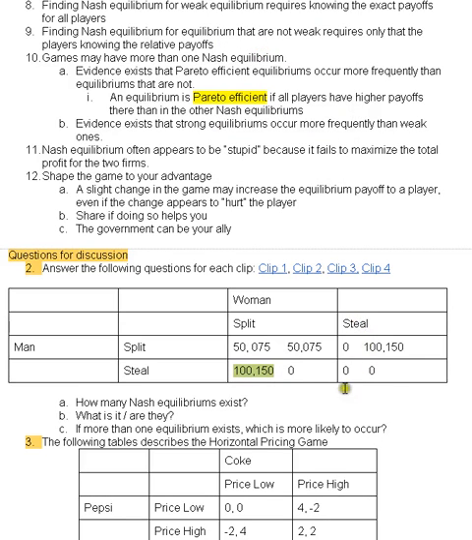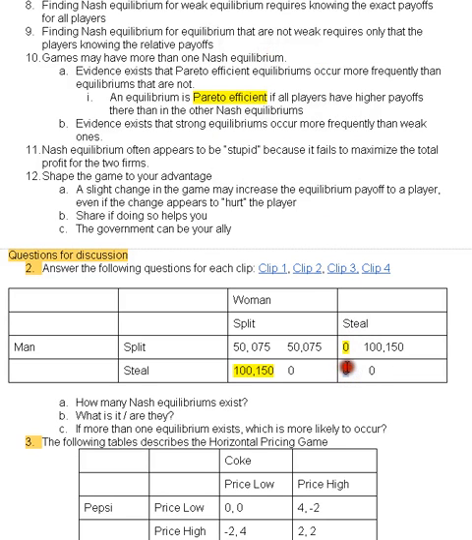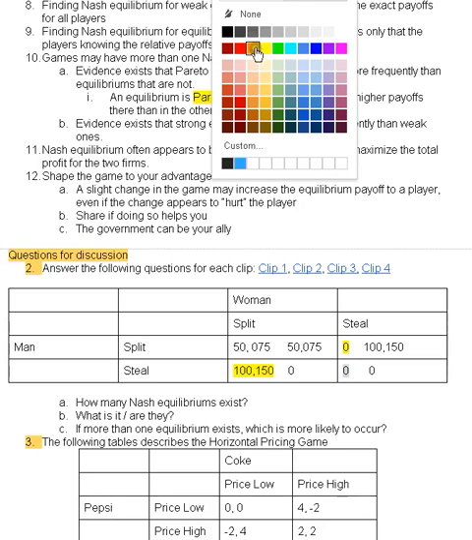If the woman steals, man is going to get 0, 0. Man doesn't care, so we'll highlight that with yellow and that with yellow. When you get a tie, you just highlight all of them.